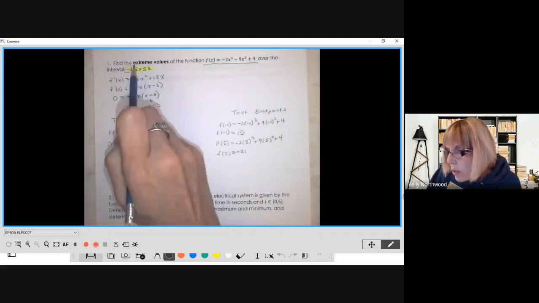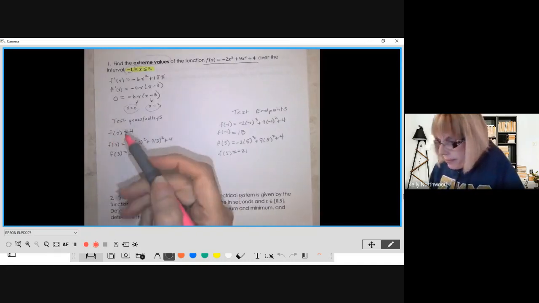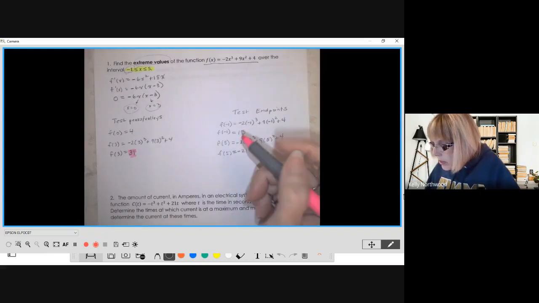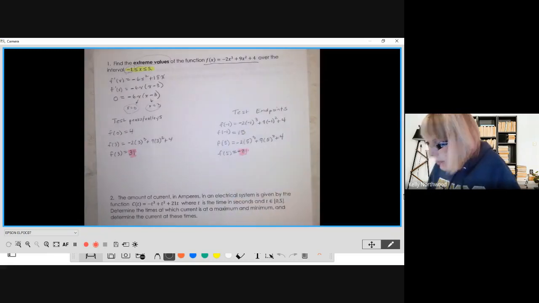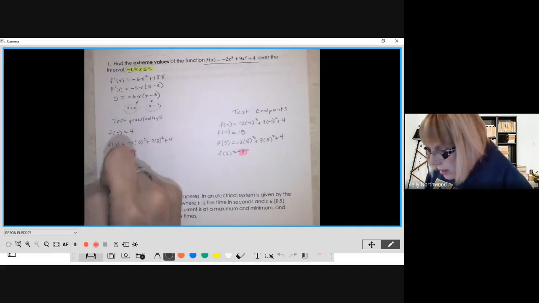So now in this case, it wants the extreme values. So it wants the largest and smallest values out of these 4. And so my largest one is 31. And my smallest one is -21. So look at all of them and then answer the question. So find the extreme values.